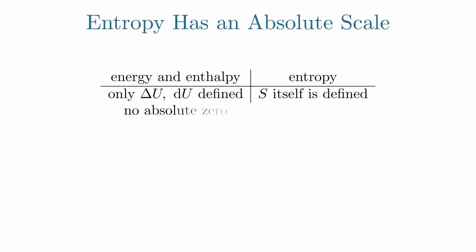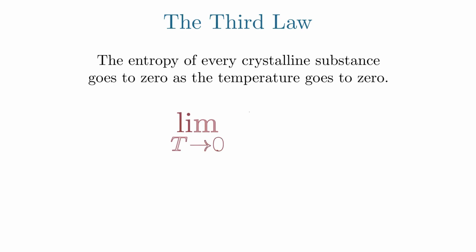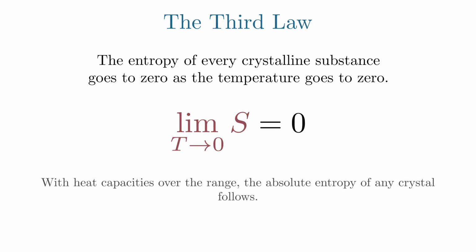Energy and enthalpy do not have an absolute scale, as the first law never actually defined U, but is written in terms of differences, delta U or dU. However, entropy does have an absolute scale, and this scale is provided by the third law of thermodynamics, which states that the entropy of all crystalline substances goes to zero as temperature goes to zero. And since we have equations that give us the temperature dependence of entropy, provided that we have the heat capacities over the temperature range, we can calculate the absolute entropy for any crystal.